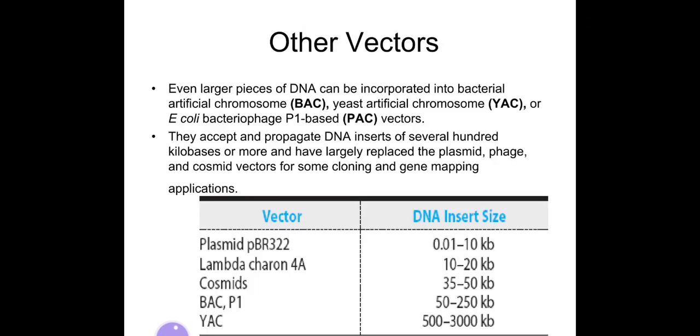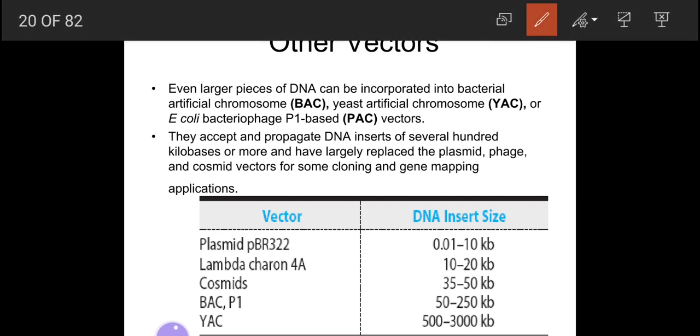Other types of vectors are the bacterial artificial chromosomes, BAC, yeast artificial chromosomes, YAC, and E. coli bacterial P1-based PAC vectors. These vectors accept and propagate DNA inserts of several hundred kilobases or more, and have largely replaced the plasmid, phage, and cosmid vectors for some cloning and gene mapping applications.